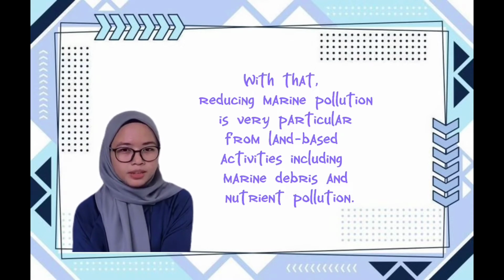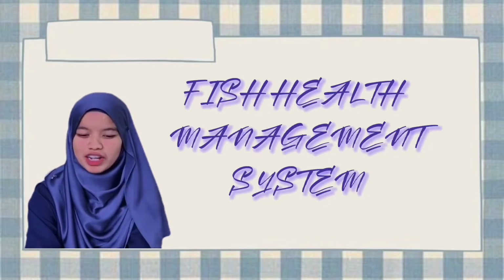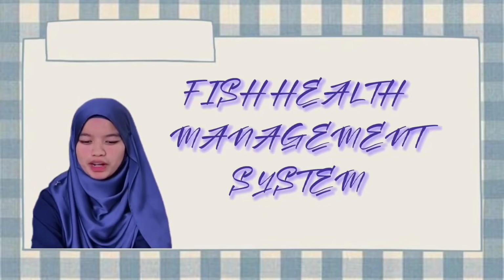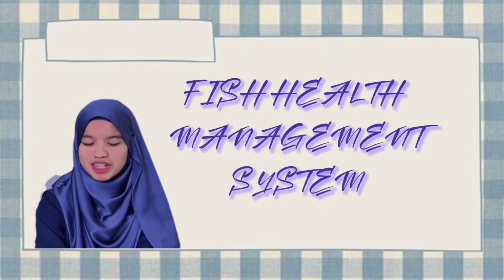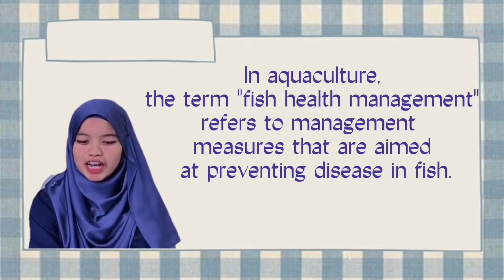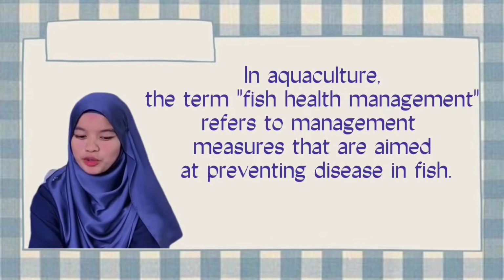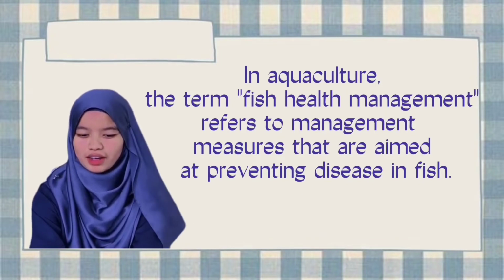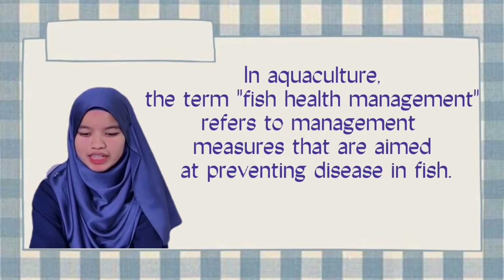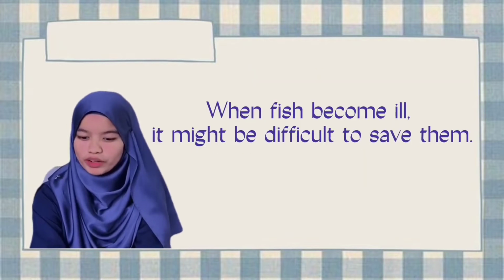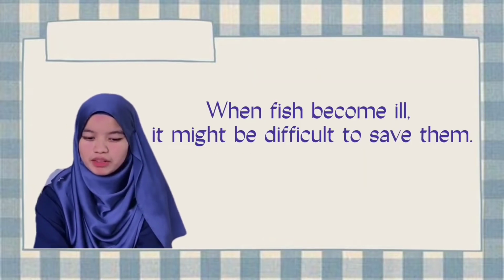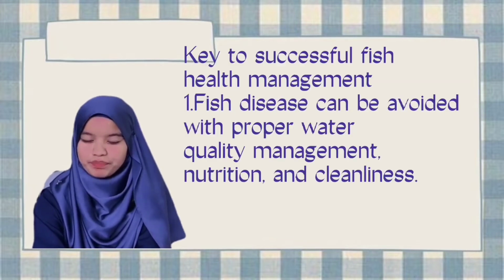That's all for me. So now, I would like to explain about our part, which is the fish health management system. In aquaculture, the term fish health management refers to management measures that are aimed at preventing disease in fish. When fish become ill, it might be difficult to save them.